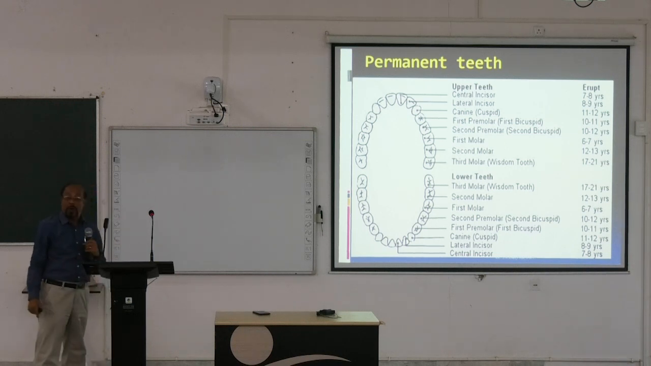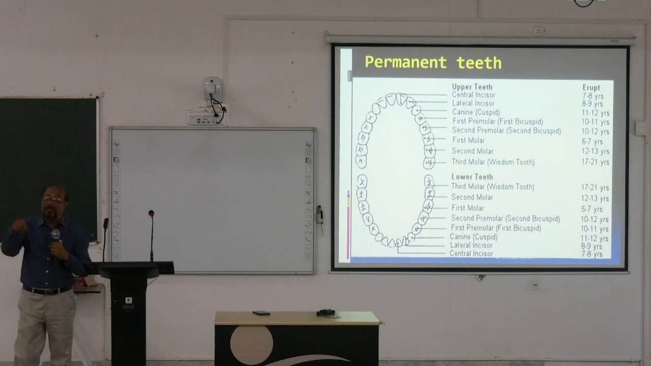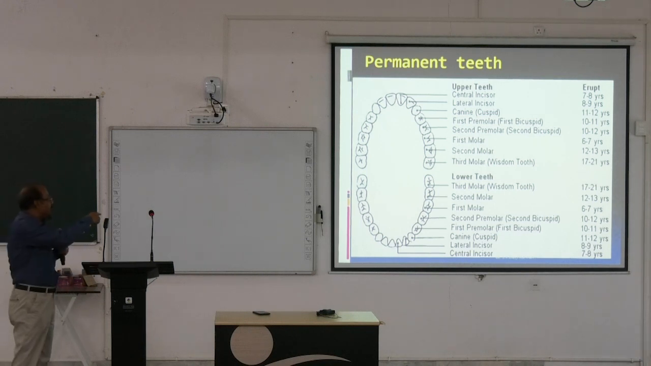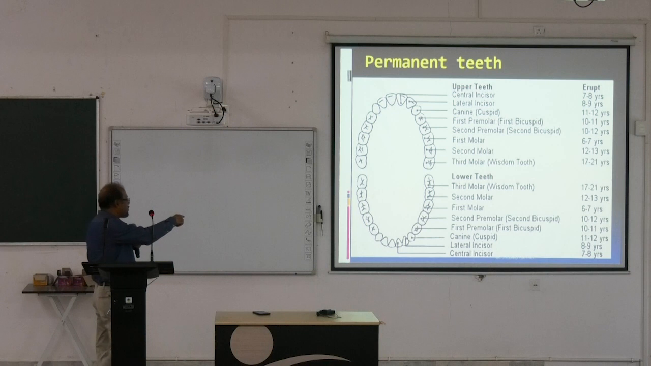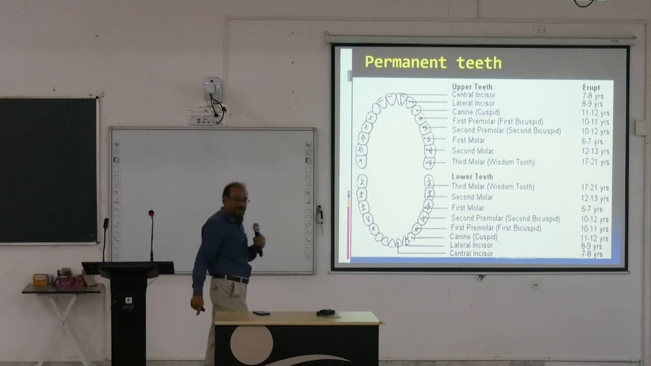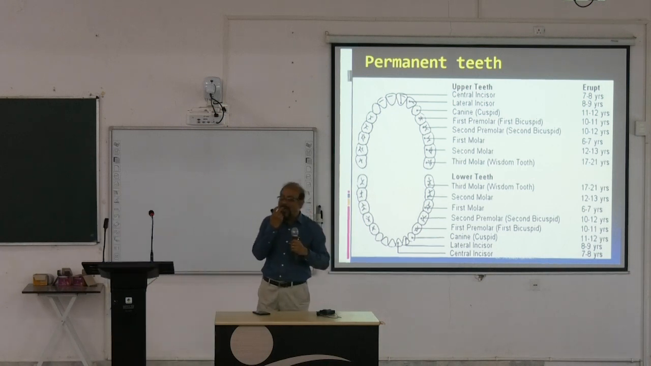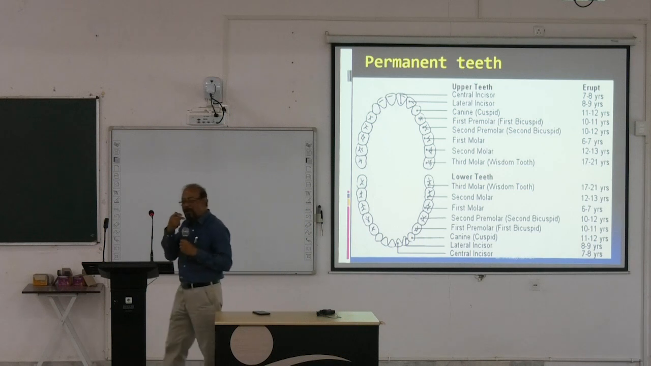Just you see from this chart, you can see the central incisors, you see these things at years. Here actually you see this thing 7 to 8 years, actually 7, 8, 9, 10.